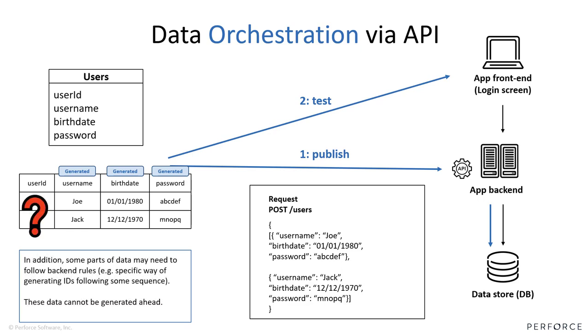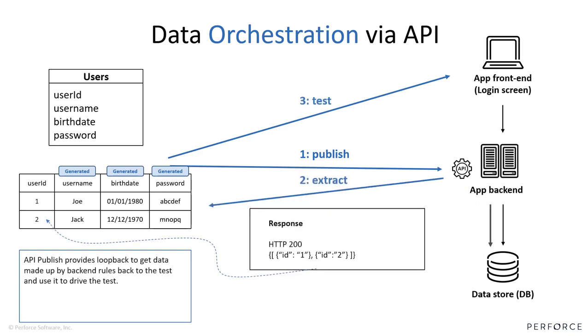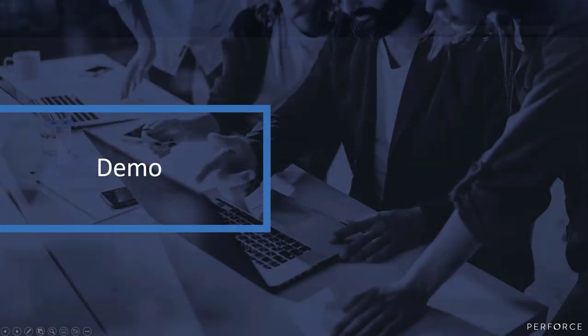So in our example here, we're going to create a user and the response returns the IDs. And as you can see in our graphic, the name, the birth date, the password are all being generated by BlazeMeter. This ID is actually coming back from the application server, and this is then combined into our test data that we can use in our test. So in the demonstration, we're going to show you how to build this test data orchestration. So let's go to the demonstration now.